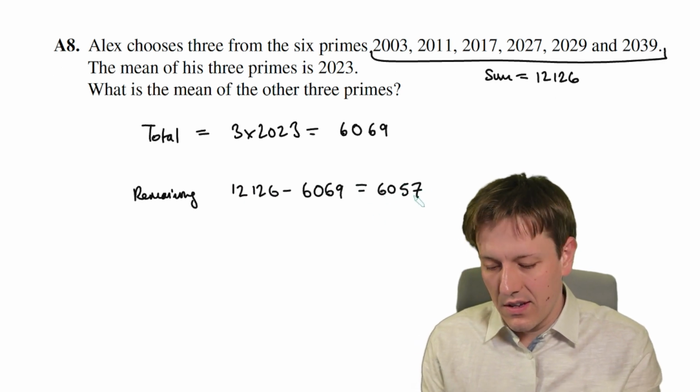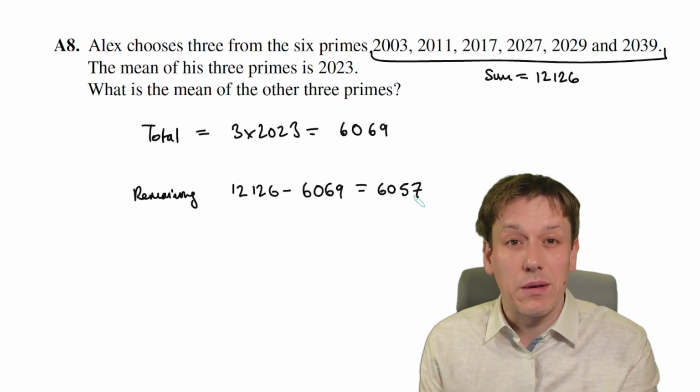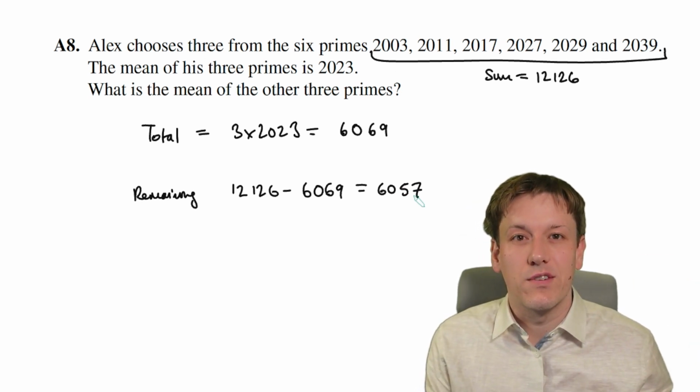and again a little bit of quick arithmetic here will get you to 6,057. You may probably be able to do this in your head if you think about it, or you can just do column subtraction, whatever your favorite method is here.